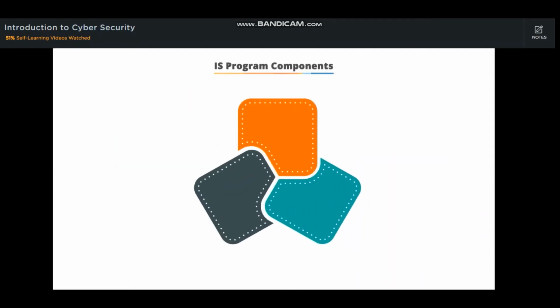The information security program components are the people, stakeholders who participate in the security activities of the organization and whose actions can impact the achievement of security goals. The process, a set of coordinated activities that results in an outcome of the information security program. And the policy, course of action to guide or influence information security.